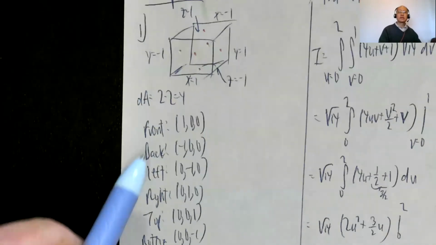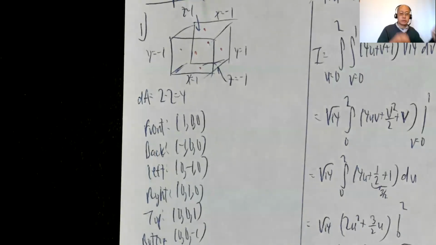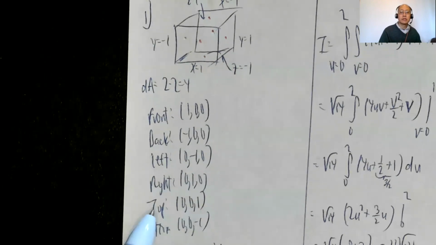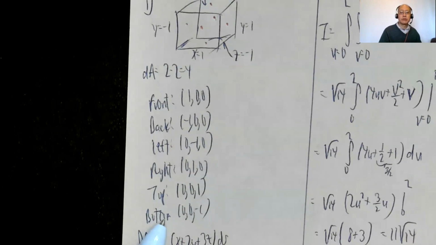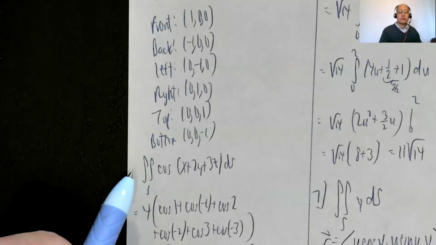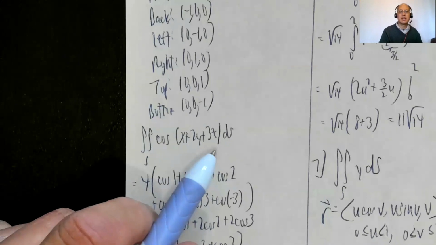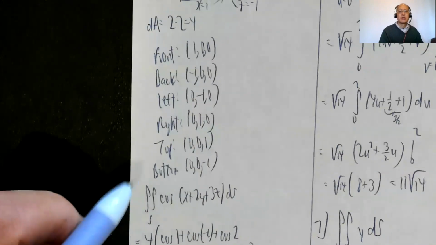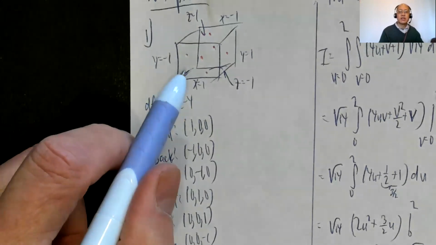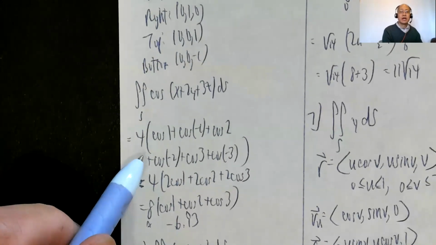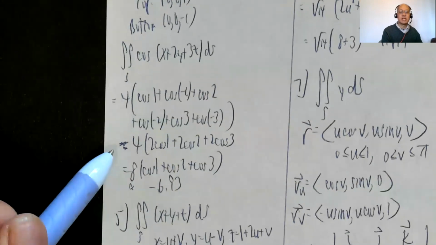So the centers: front is 1, 0, 0; back is negative 1, 0, 0; left is 0, negative 1, 0; right is 0, 1, 0; top is 0, 0, 1; bottom is 0, 0, negative 1. We're estimating the double integral of cosine of x plus 2y plus 3z dS. So dA for each of these is going to be 4. They're all 2 by 2, so I factor out the 4.